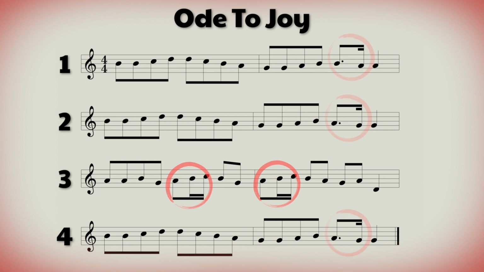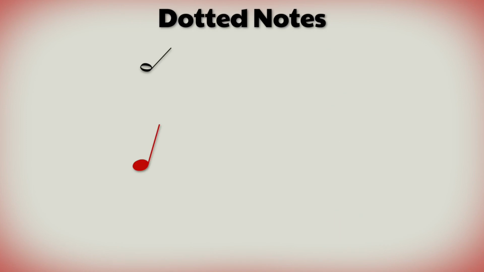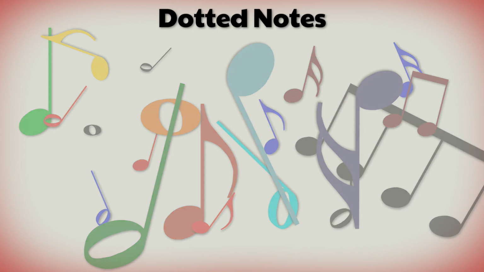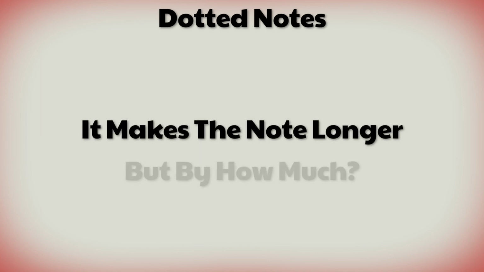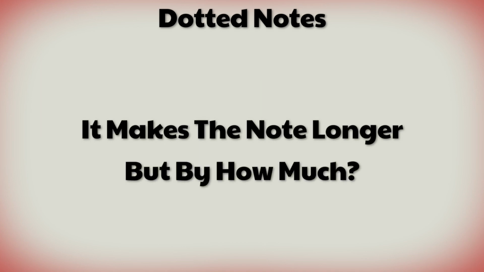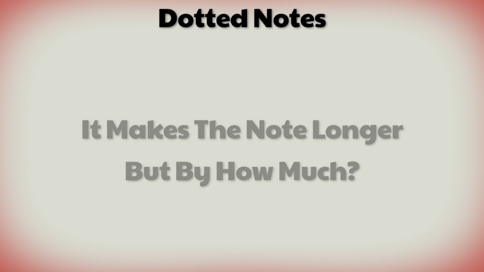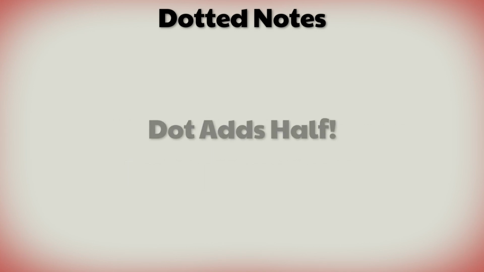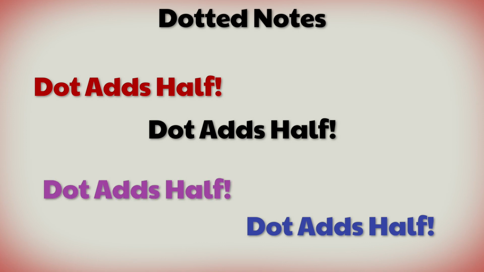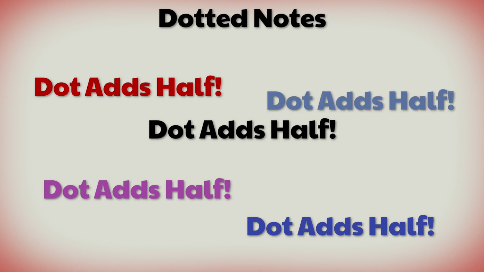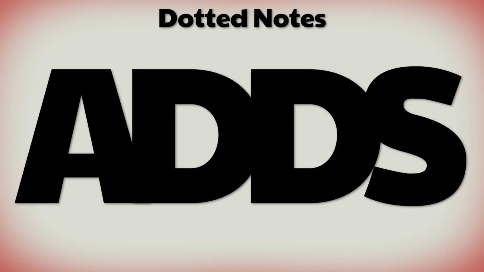So let's start by talking about the dotted 8ths. Before we specifically talk about the dotted 8ths, let's think about what the dot does to a note. You can have a dot on any note and it always does the exact same thing. It makes the note longer. But what you have to learn is how much the dot is lengthening the note. So the dot is always going to add half of the original note length. So the trick to remember is that the dot adds half. The dot adds half, dot adds half, dot adds half. Always remember that the dot adds half.